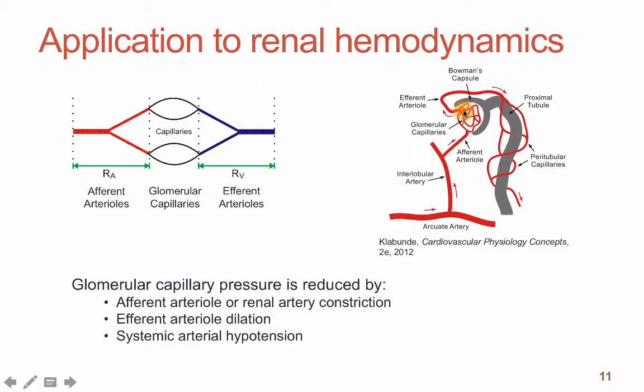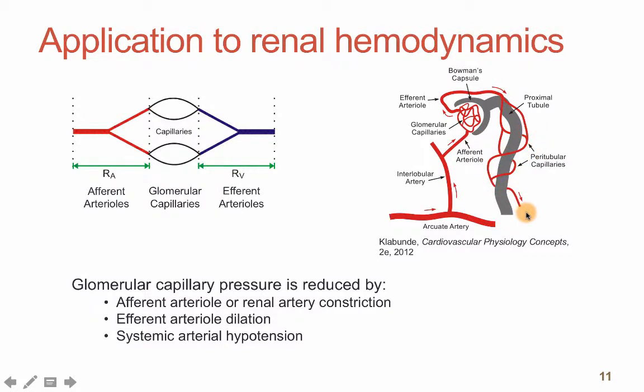Coming out of this tuft of glomerular capillaries is what we call the efferent arteriole. So instead of going into a vein, as we showed here, we're going into another efferent arteriole. And the reason we call it an efferent arteriole is that this efferent arteriole subsequently divides into capillaries again, at the level of the proximal tubule, and forms what we call peritubular capillaries.